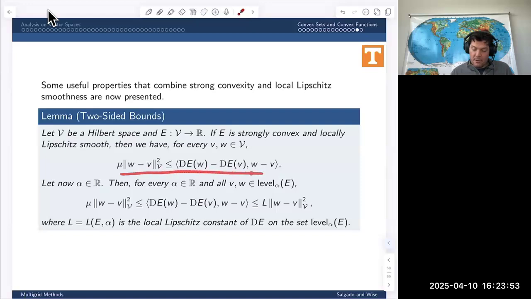We have this lower bound, which is true for every v and w in V. And if we take any alpha in R, then for every alpha in R, and every v and w in the sublevel set of E with respect to alpha, then we have also this upper bound. Okay, so this lower bound here is just repeated, no problem there. If it's true for every v and w in V, then it's certainly going to be true for every v and w in a sublevel set.